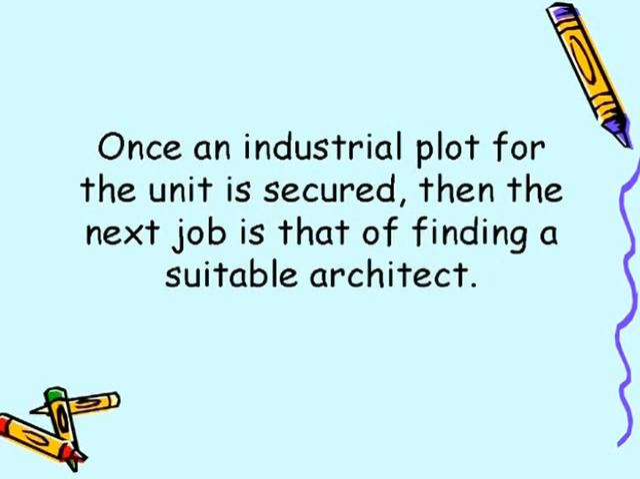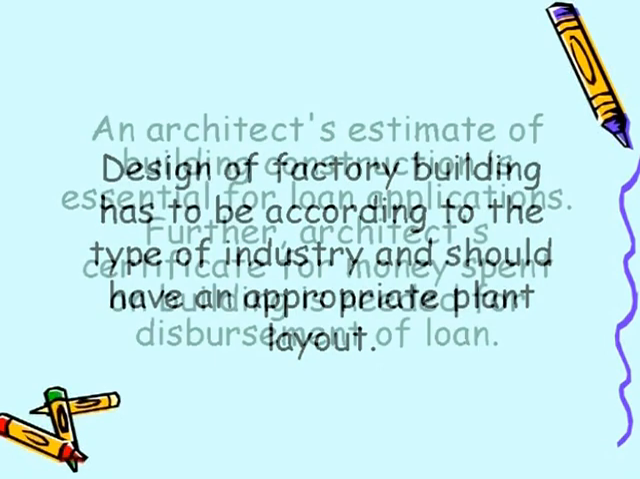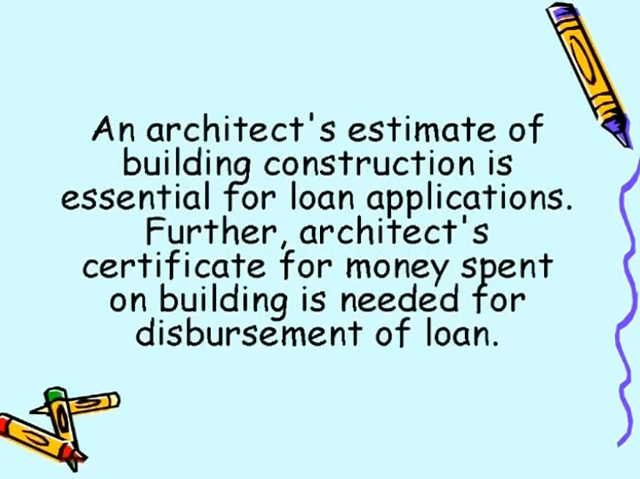Once an industrial plot for the unit is secured, then the next job is the finding of a suitable architect. Design of factory building has to be according to the type of industry and should have an appropriate plant layout. An architect's estimate of building construction is essential for loan applications. Further, architect's certificate for money spent on building is needed for disbursement of loan.